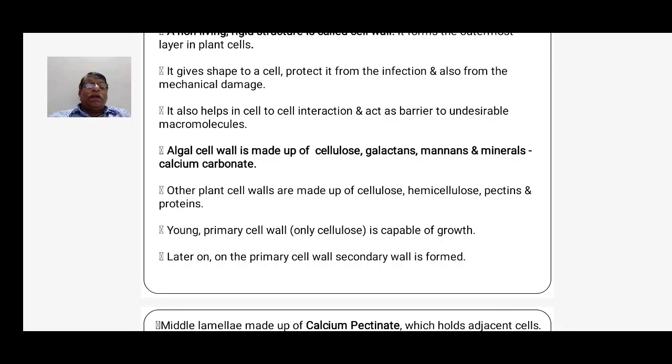Next. If you examine the algal cells, the algal cell wall is made up of cellulose. In addition to that, galactans, mannans, and even minerals like calcium carbonate are present. Okay.